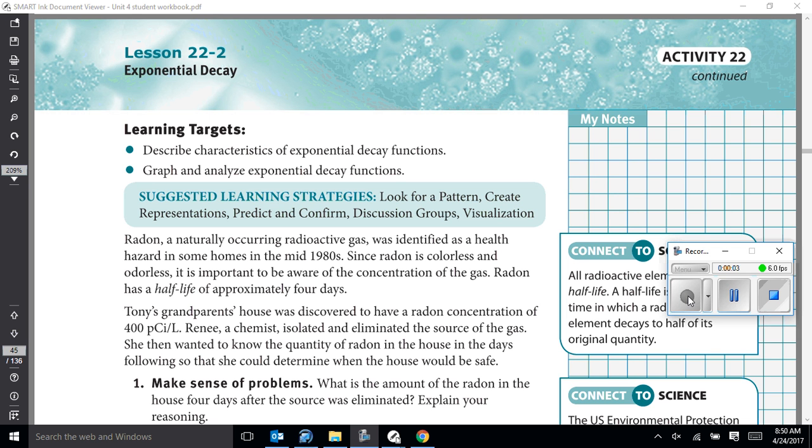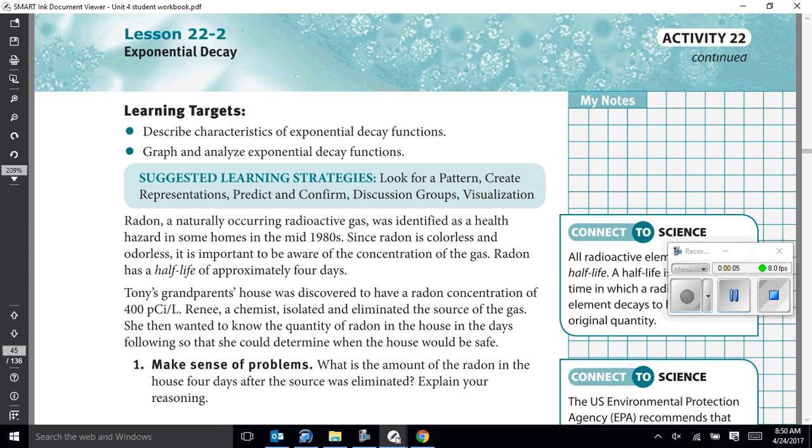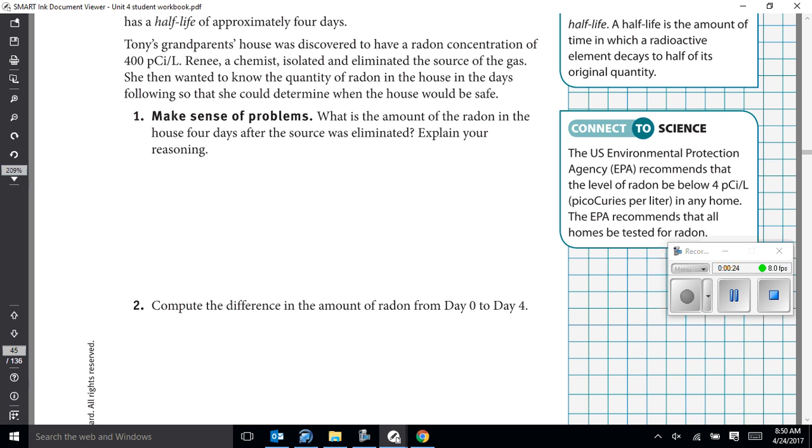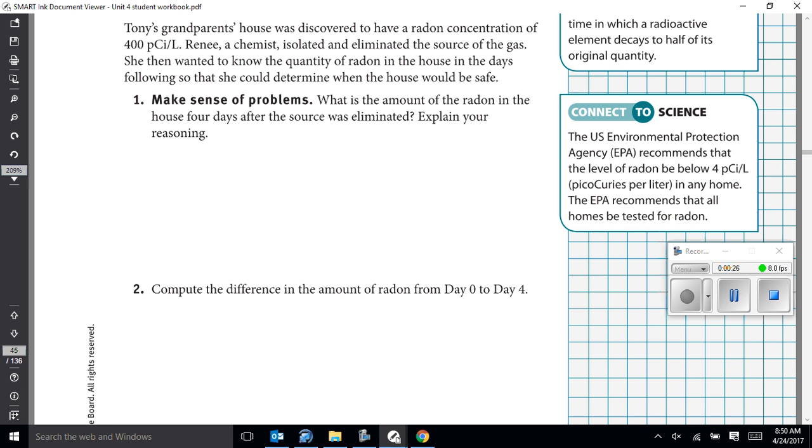All right, so looking at 22.2, exponential decay. Learning targets for today: describe characteristics of exponential decay functions and graph and analyze exponential decay functions. For number 1, 2, and 3, for this section, we're looking at half-life. So we're looking at radon. For number 1, what is the amount of the radon in the house 4 days after the source was eliminated? Explain your reasoning. Jordan, do you want to come up and put number 1 up, please?